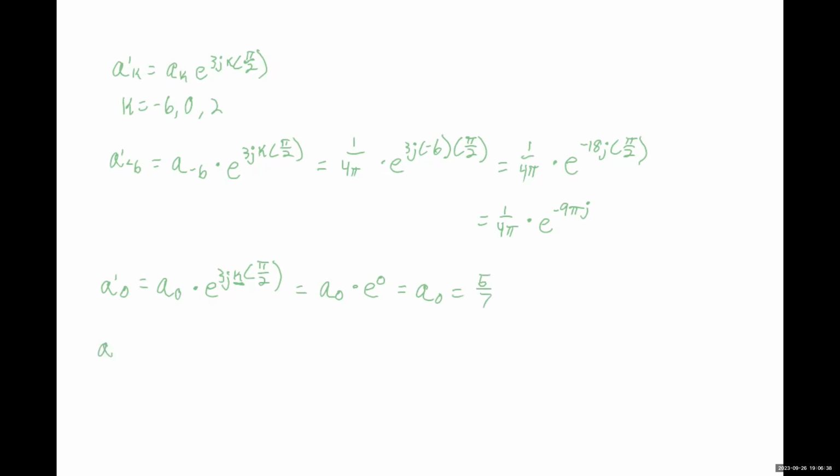And we're going to solve a prime of 2. We're going to get a of 2 times e to the 3j times 2, I should be plugging it in here as well, pi over 2. So now that is going to become a2 times e to the 3 pi j.